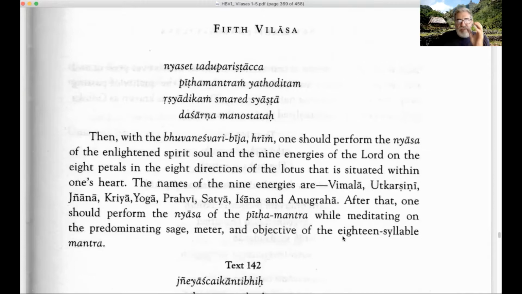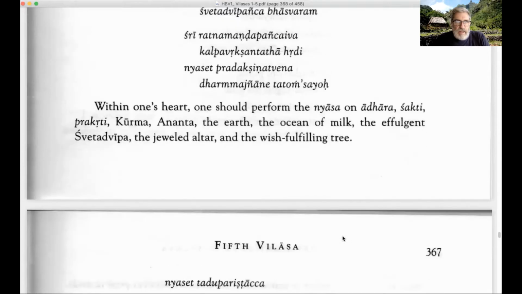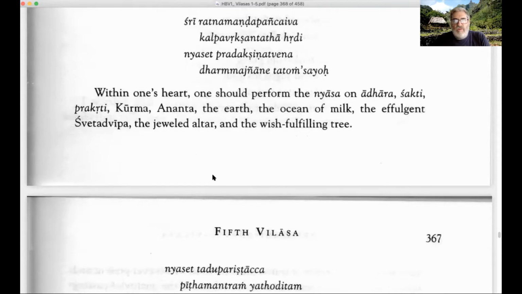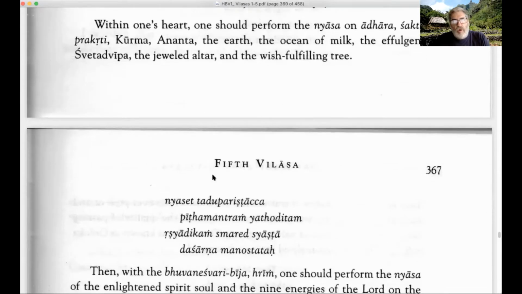But here we're just talking about the throne of the Lord, specifically the throne of the deity, which is the super soul, and meditation on that. So we have to meditate on that. While the quotation given above, we don't know exactly where it's from, he's talking about Adhar Shakti, Kurma, Ananta, the earth, the ocean of milk, the Sweatadweep, the jeweled altar, and the wish-fulfilling tree. These can all be used in general Vishnu worship.